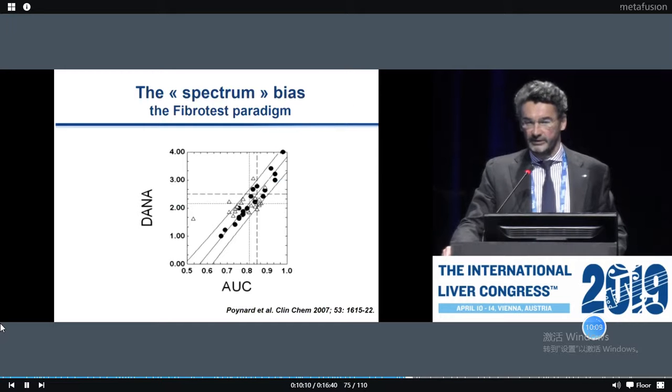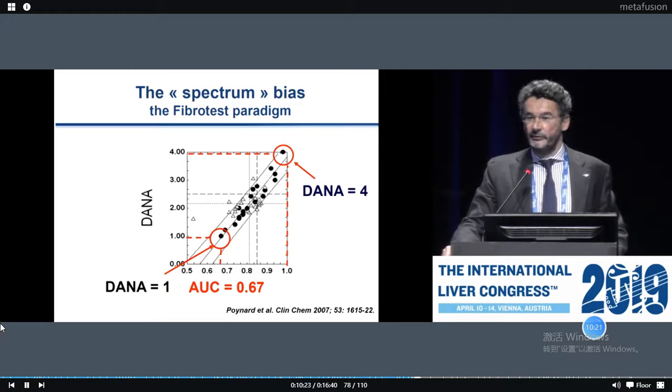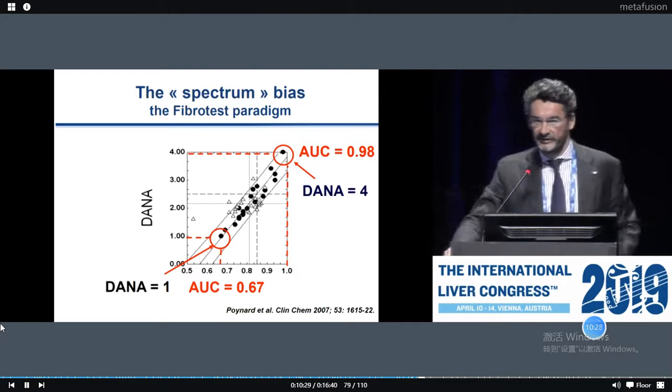Now, back to our scheme. Let's see how it translates in terms of OROCs. If the DANA is 1, the OROC is very poor, below 0.7. Bad test. If the DANA is 4, only cirrhotic and normal people, the OROC is close to 1. This is a bit suspect. I would not trust this test.